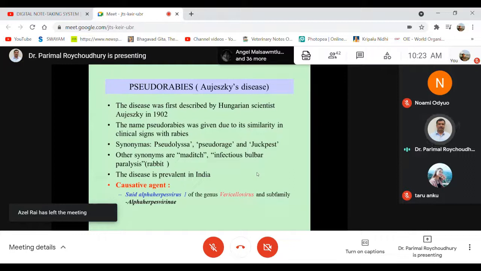Some areas probably have never screened or detected the disease. And from the state of Mizoram, we have not recorded any pseudorabies till now. Probably it may have been missed at some point, maybe possible. However, outbreaks have been reported in India. So the causative organism is the Suid alpha herpesvirus 1 and the genus Varicellovirus. So single positive organisms associated with the disease conditions.